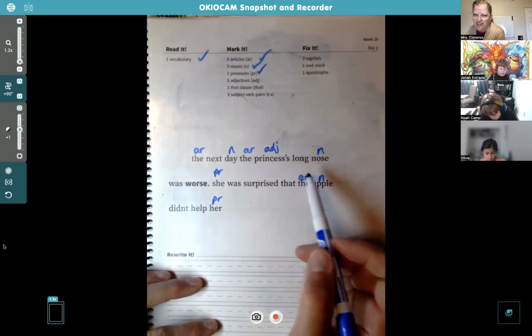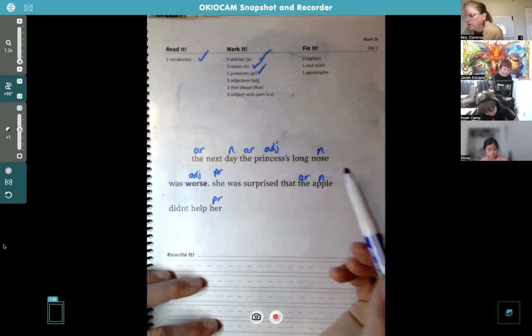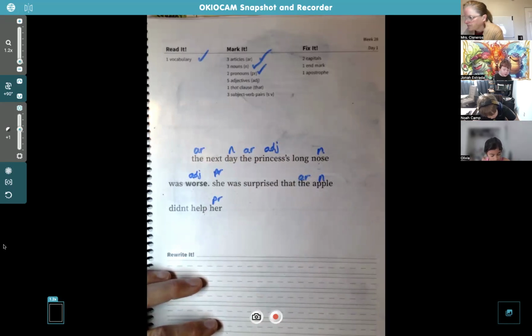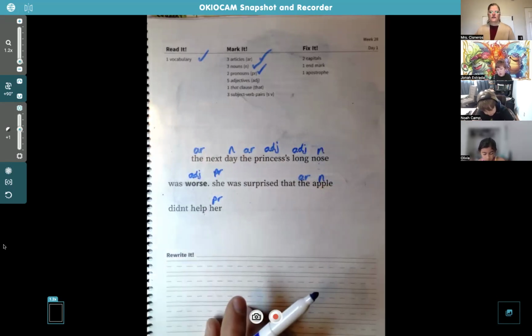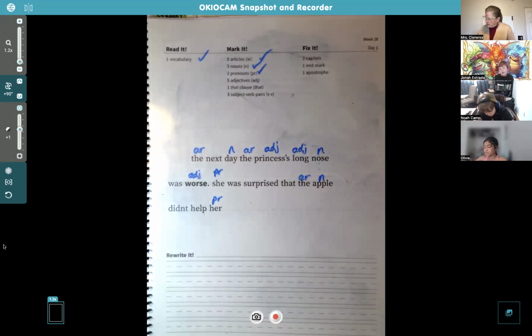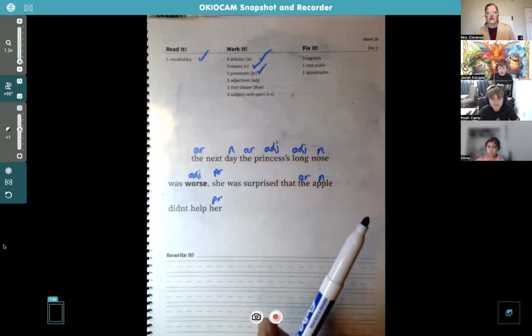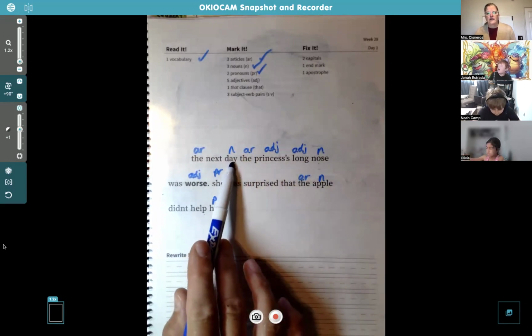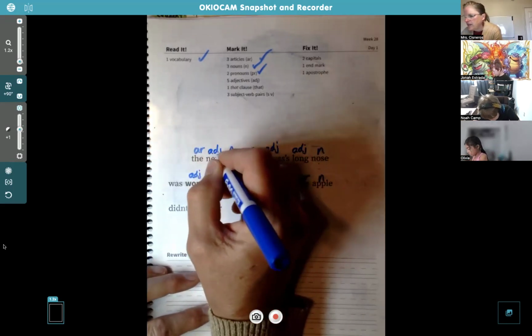Princesses, there's a lot of S's in there, huh? Is there another one that tells what kind of nose she has? Worse. Yes, that's an adjective too. And there's another one right before nose. Long. Yes, it's telling about the nose, telling that it's long. And then there's a word that describes she. So that's all the adjectives in the first. Oh, wait, there's one more adjective. I missed it. Look at the noun day. Do you see a word that tells what day or which day? Next. There you go.